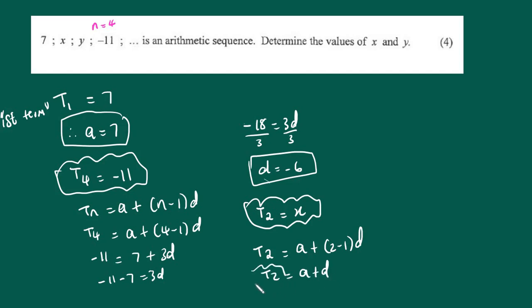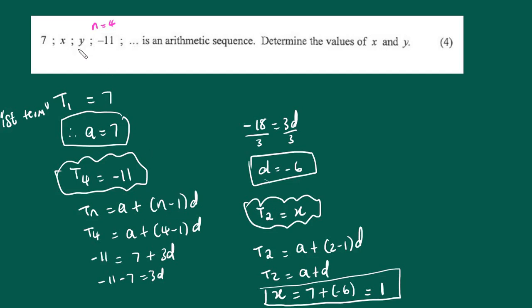But you know t2. What is t2? It's x. So you write x. And you know your first term. Remember your first term is 7. You write 7. And you know the difference because you just solved for the difference. Your difference is negative 6. And if you put that in your calculator, you get that your x is equals to 1. Wow, what a beautiful way of solving that. Now you know that x is 1.